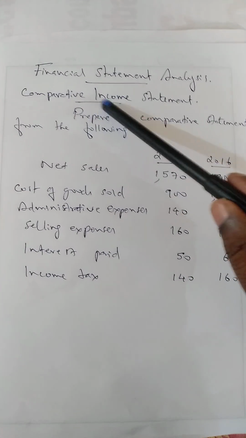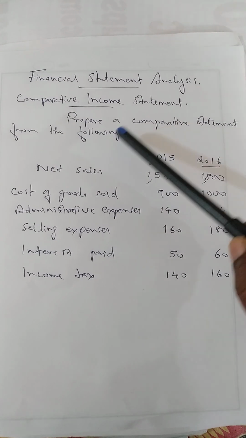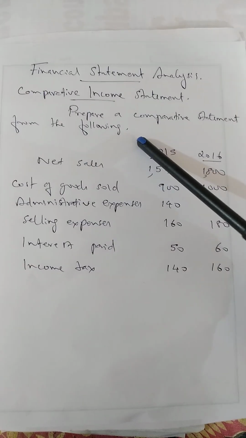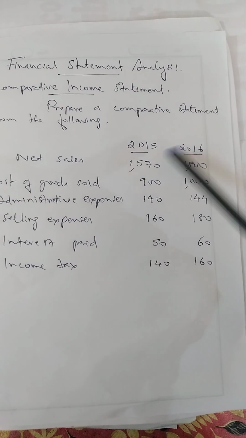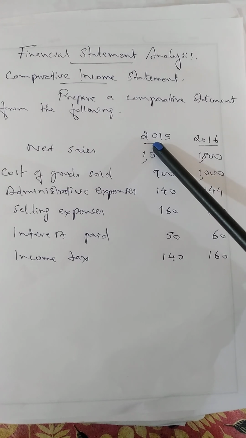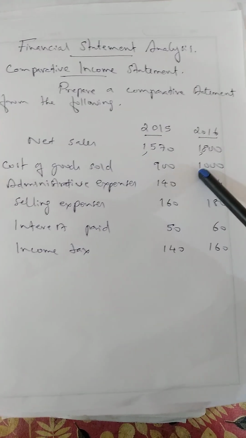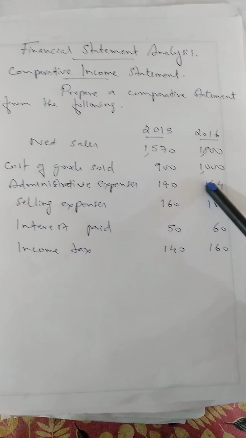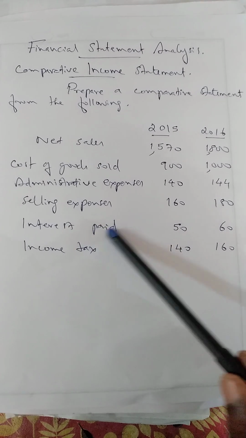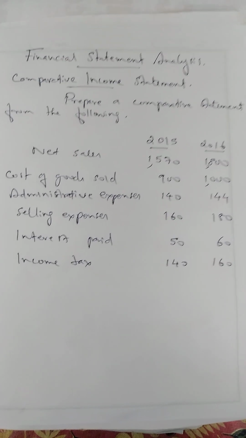Now we discuss comparative income statement. And here is a question. Prepare a comparative statement from the following. Two years of data are given in your question, for 2015 and for 2016: net sales, cost of goods sold for two years, administrative expense, selling expense, interest paid, and income tax. These are the items given in your question.